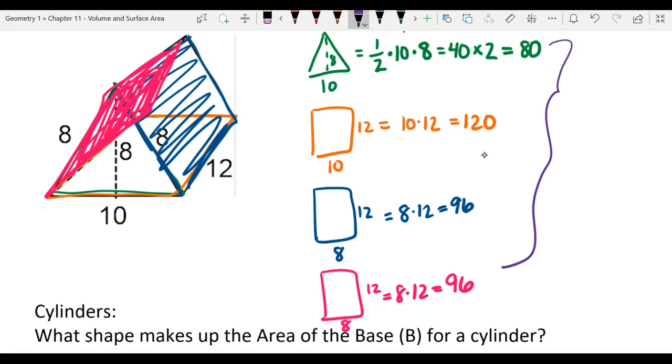Okay, so let's see, that's 200 plus, let's see, that'd be 192. So 392 should be your surface area of all of the sides added up. Okay? Please remember, the most common mistake is forgetting that a triangle is 1/2 base times height. Okay? So you might want to star that for that problem.